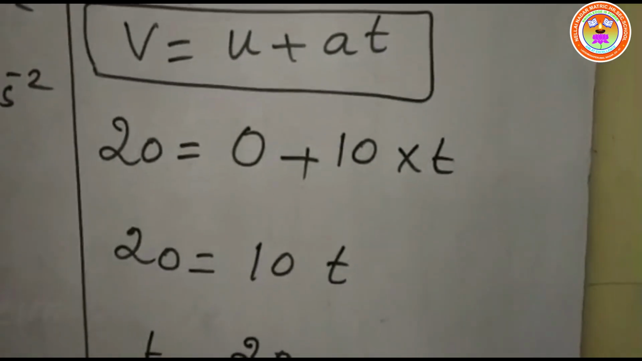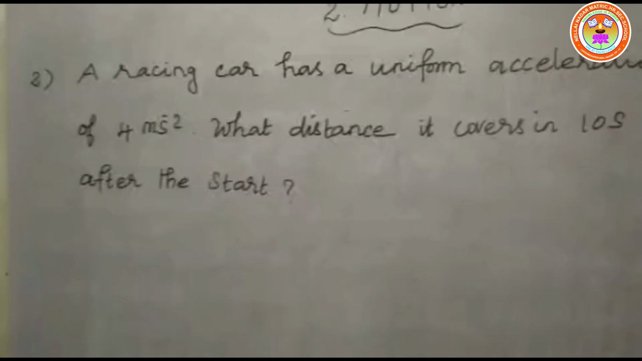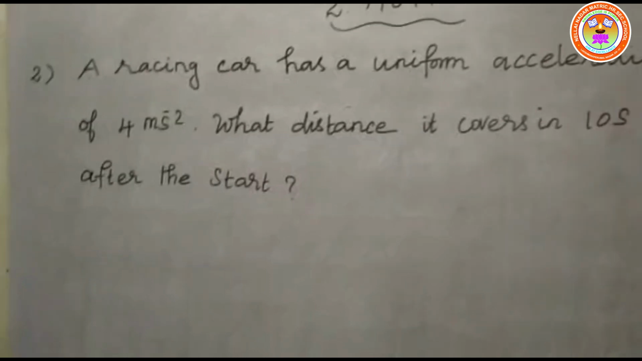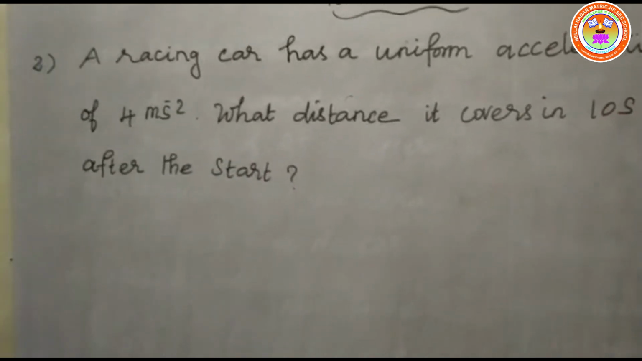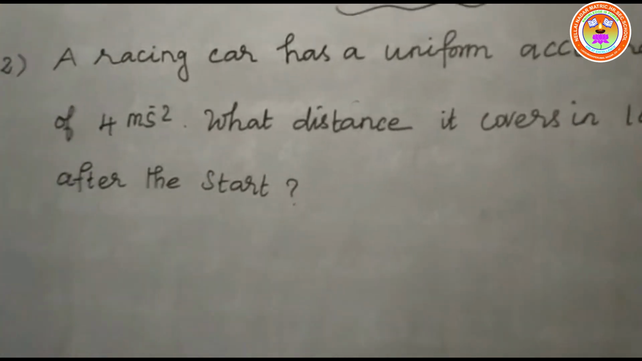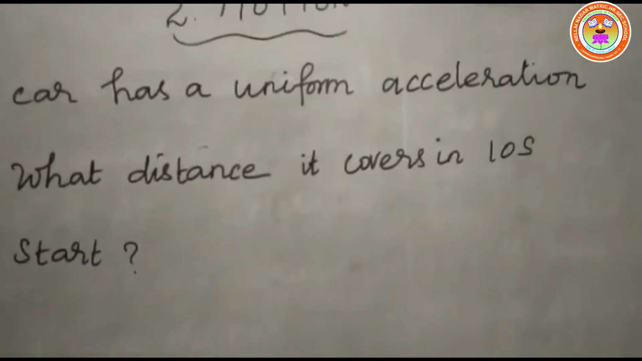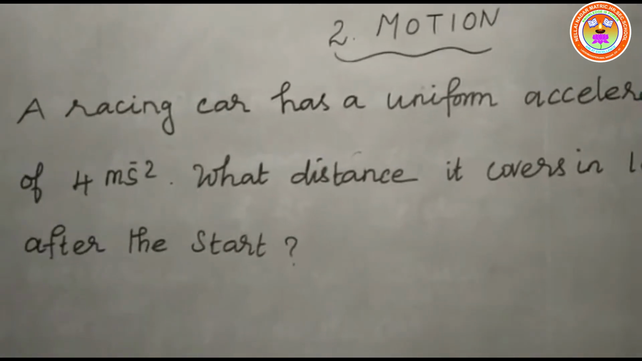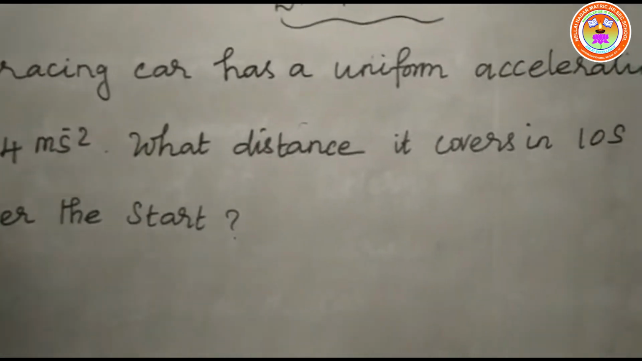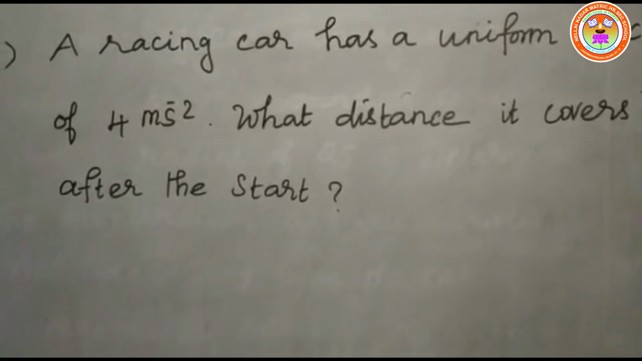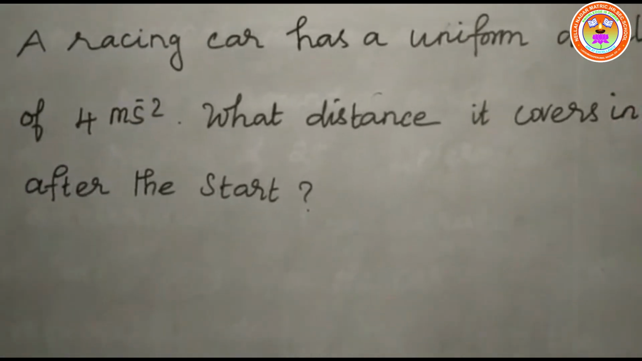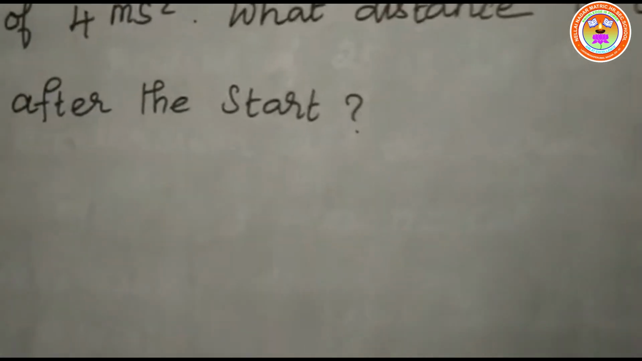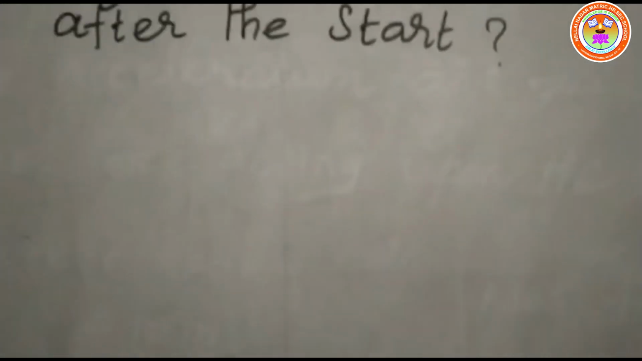Let us continue the next problem. Second one. A racing car has a uniform acceleration of 4 meters per second squared. What distance does it cover in 10 seconds after the start? So here, a race car is given, and its acceleration value is given as 4 m/s². We have to find out how much distance is covered by the racing car after 10 seconds.